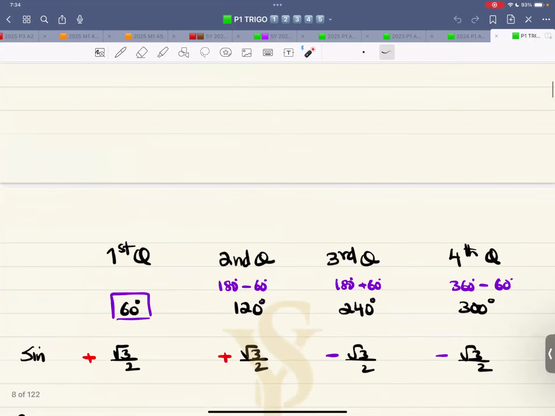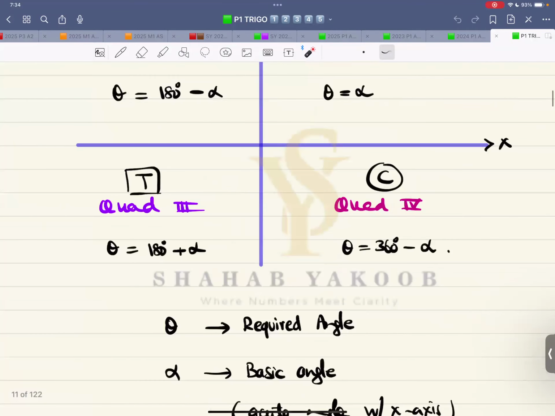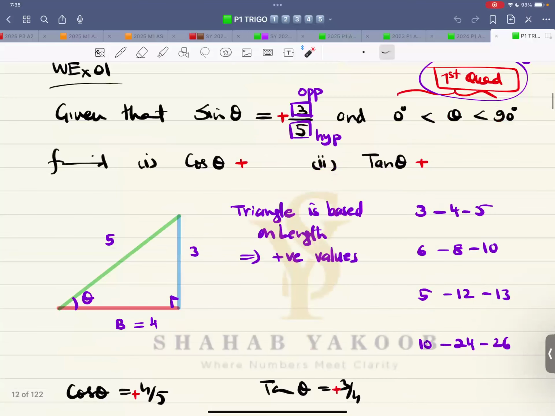So now all these ratios were used. That was the beginning of everything. First quadrant, theta is alpha. Second quadrant, theta is 180 minus alpha. Third quadrant, theta is 180 plus alpha. Fourth quadrant, theta is 360 minus alpha.